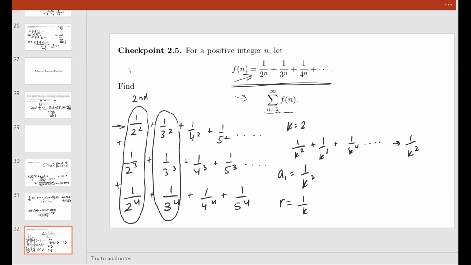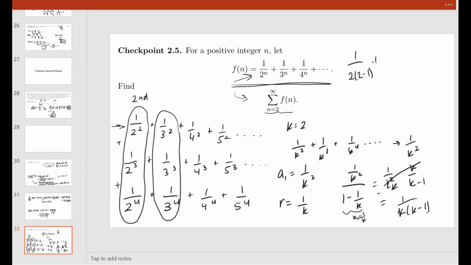So the sum of this geometric sequence is a1 over 1 minus r. So this is equal to, this right here is k minus 1 over k. We get 1 over k squared times k over k minus 1. And this gives us 1 over k times k minus 1. So basically, we have this column sums to 1 over 2 times 2 minus 1. The next column sums to 1 over 3 times 3 minus 1. Sums to 1 over 4 times 4 minus 1, so on to infinity.